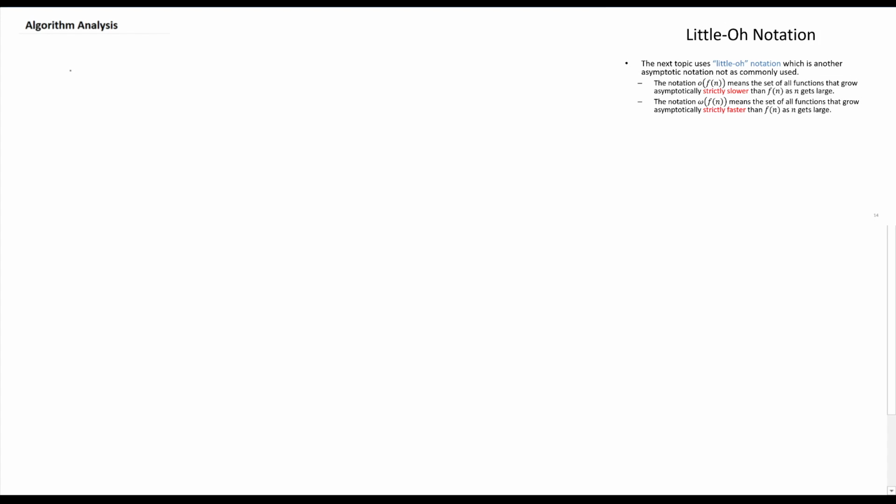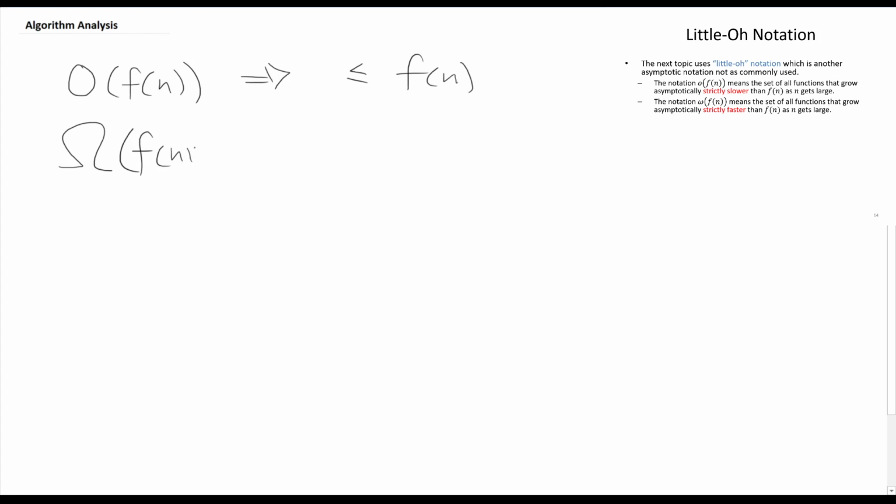We might make a comparison, say, where we might say big O of f of n kind of means less than or equal to f of n. Maybe not exactly less than or equal to. So this is a rule of thumb. This isn't exactly 100% the interpretation, but we can use that as a quick shorthand. And then we could say big omega of f of n. That one maybe is more like a greater than or equal to f of n.